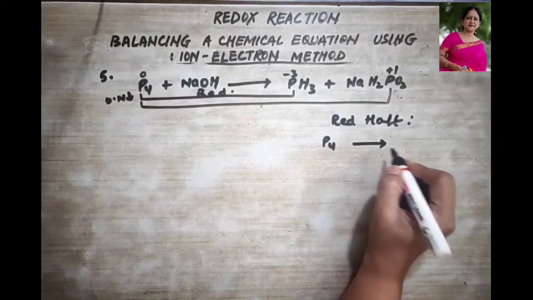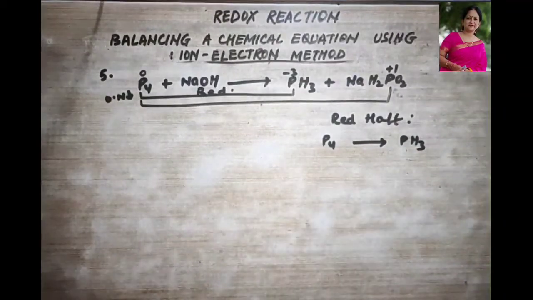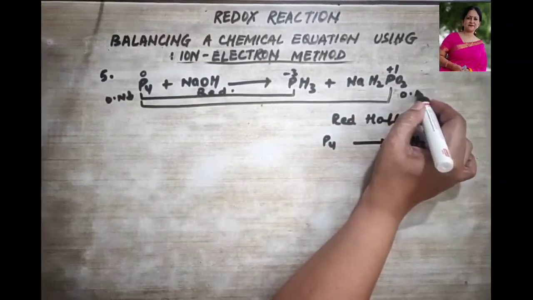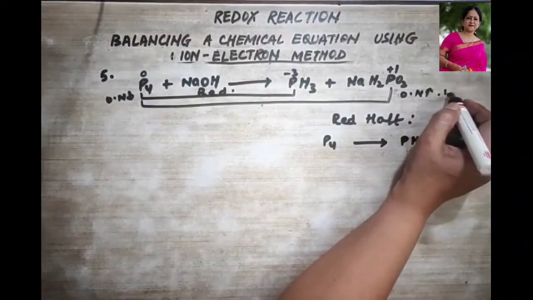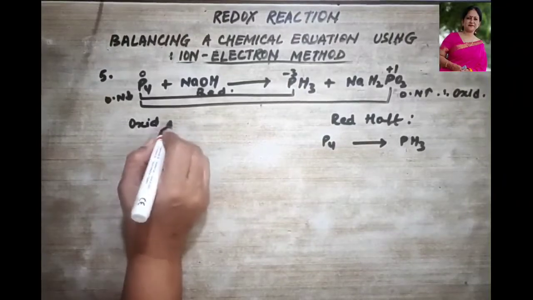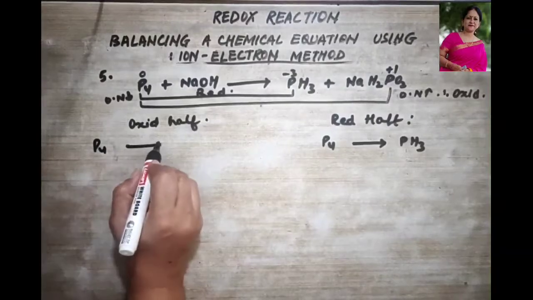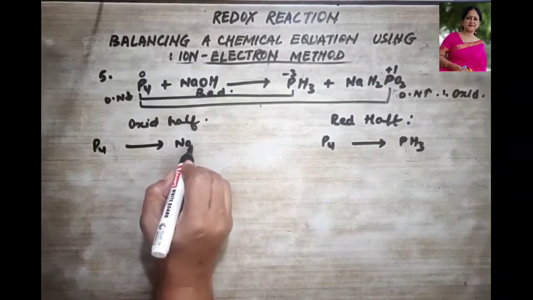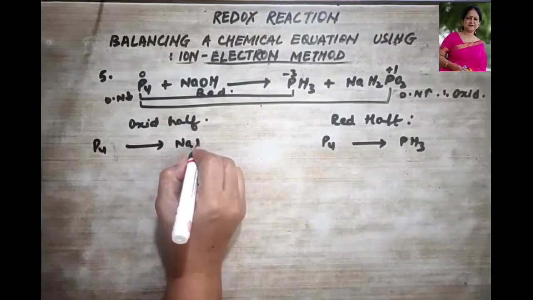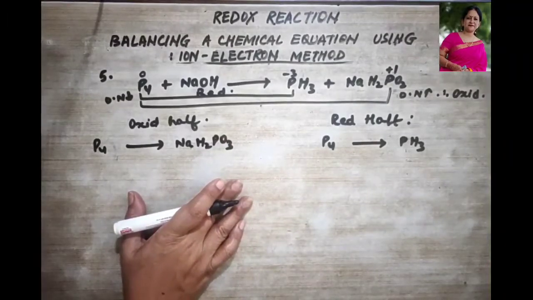Reduction half will be what? P4 is giving us PH3. Okay, now P4 becoming +1, so the oxidation number increases, therefore it is oxidation here. So the oxidation half, we write what? P gives us NaH2PO2. This point is clear to all of you?